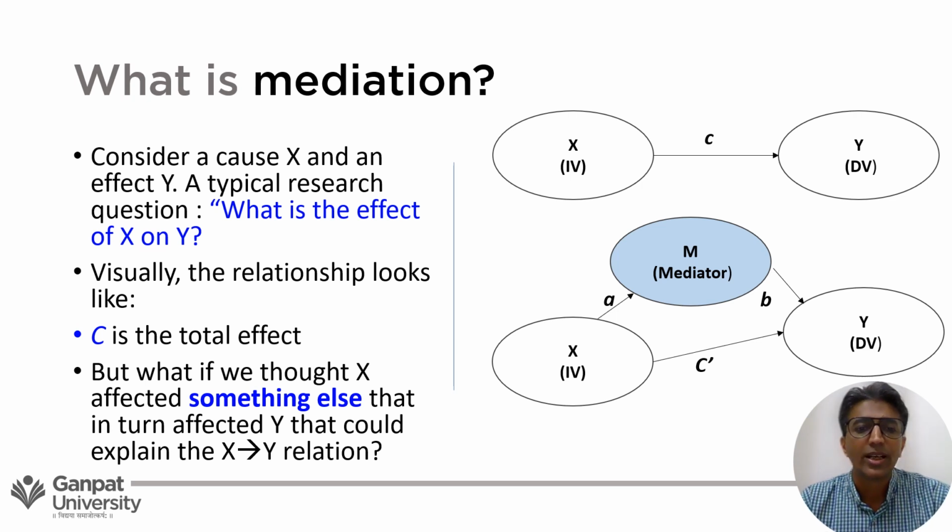But what if we thought X affected something else that in turn affected Y? That could explain the X to Y relationship. Graphically, if you see, X first affects M, that is your mediator, and M affects your Y. So there is a direct relationship between X and Y denoted as C dash, and an indirect effect from X to M and M to Y. M is acting as a mediator within this relationship. So the total effect is calculated by summing up direct effect and indirect effect.